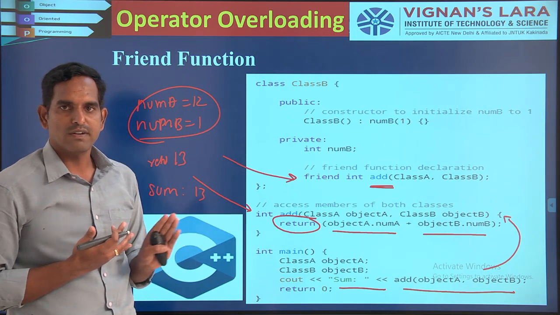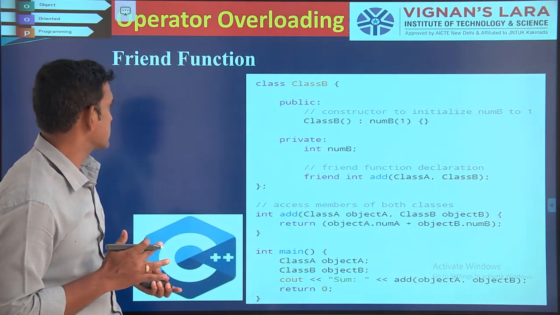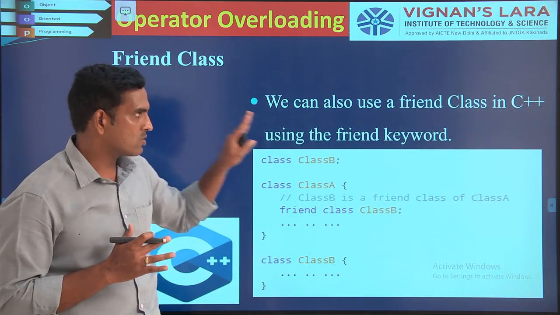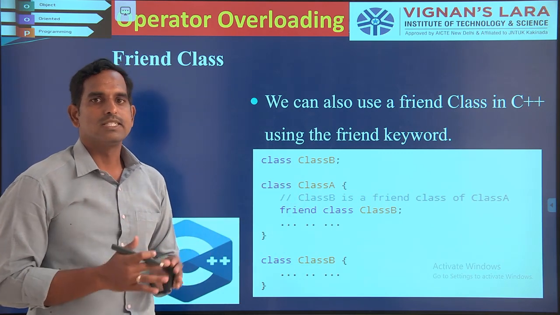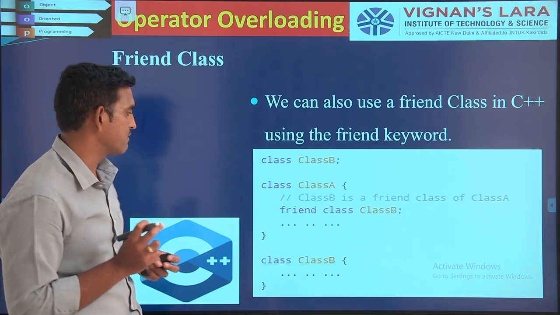So this is about your friend function. I think you can understand this particular thing. The next thing you have to understand is your friend classes. We can also use a friend class in C++ by using the friend keyword. Just like a friend function, you can have friend classes by using the friend keyword.